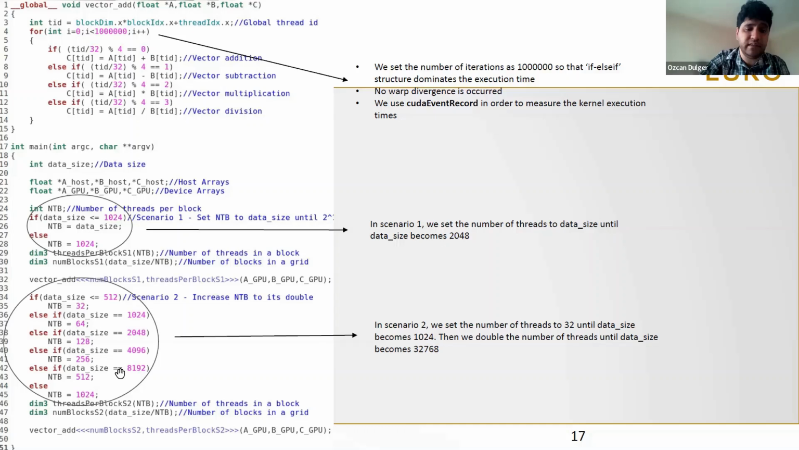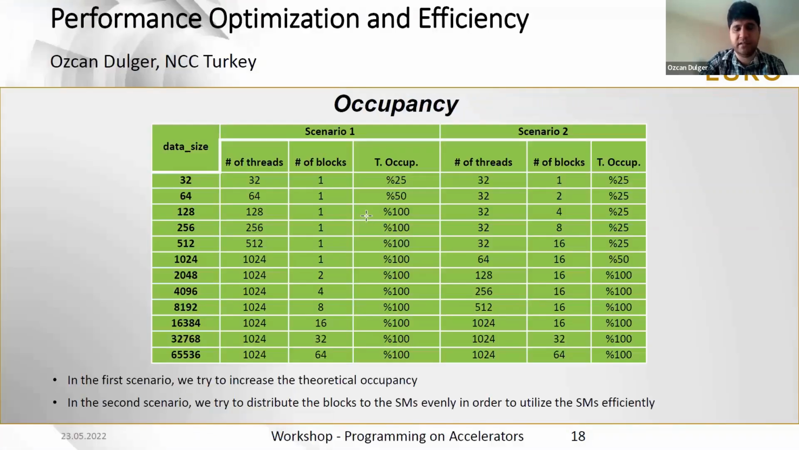And in the second scenario, we set the number of threads to 32 until data size is 2^10. Then we double the number of threads per block as the number of data doubles until the data size becomes 2^15. Here is the summary of the scenarios in a table.